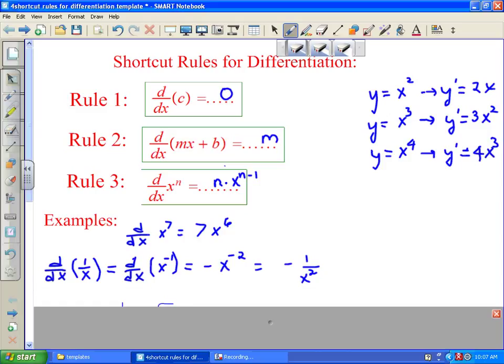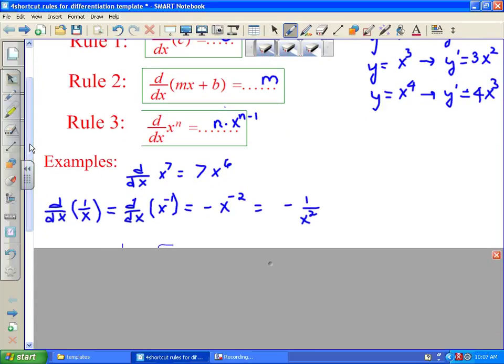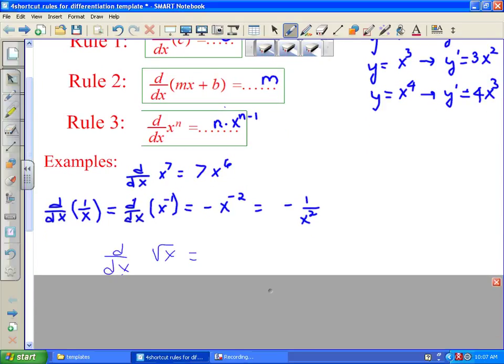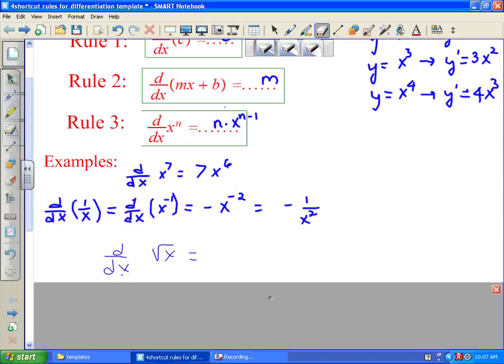Okay. Let's do the next one. Let's do the derivative of the square root of x. Once again, before we find the derivative, it helps to rewrite it as x to a power, because we're going to apply the power rule, which is rule number 3. So we're going to, first of all, rewrite it as x to the 1/2, right? That's what root x is.